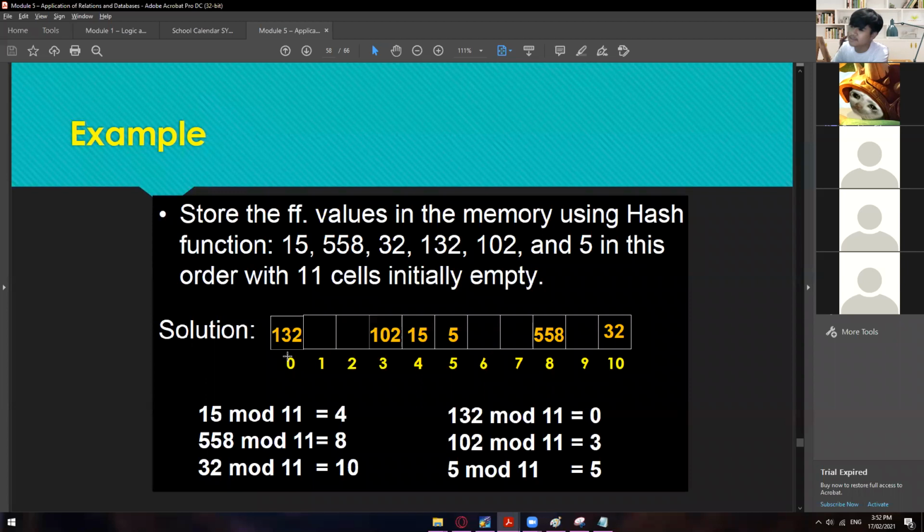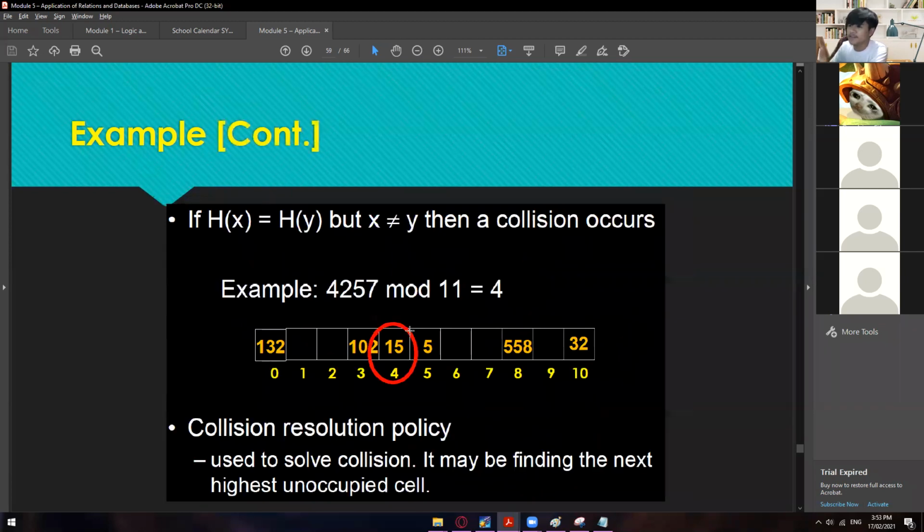Medyo, sir. Anyway, just imagine this one as your memory. On your memory, we have one cell for your datas. We have 11 cells total for this example, and then we have 6 datas which you're going to store on your cells or memory.